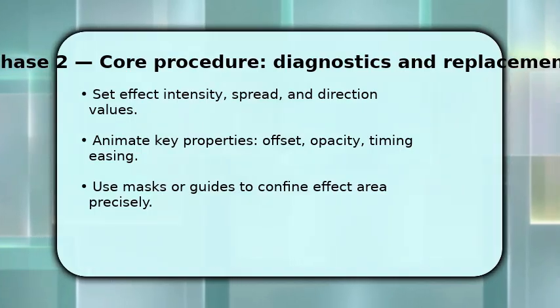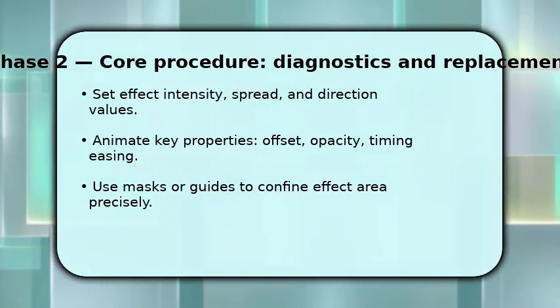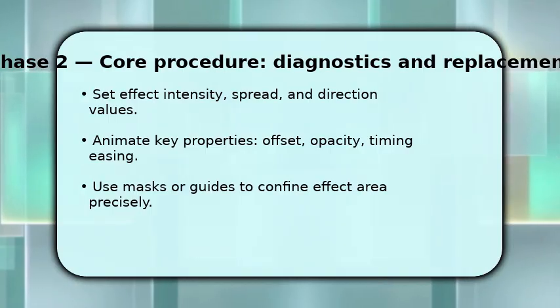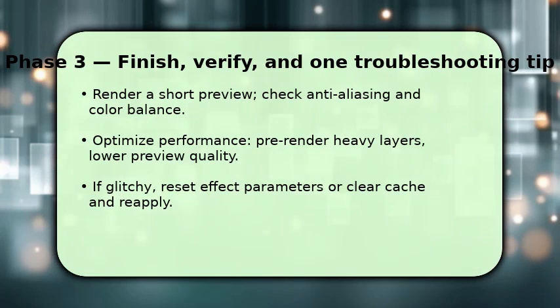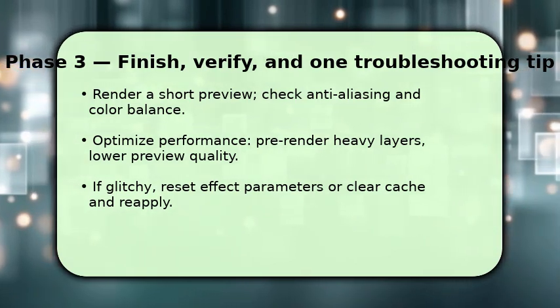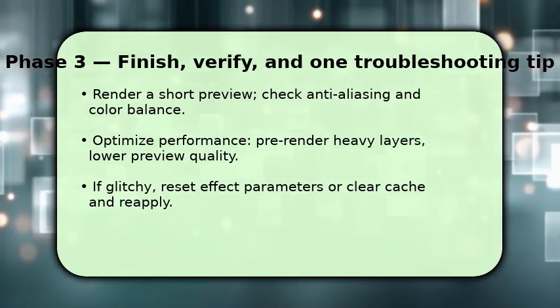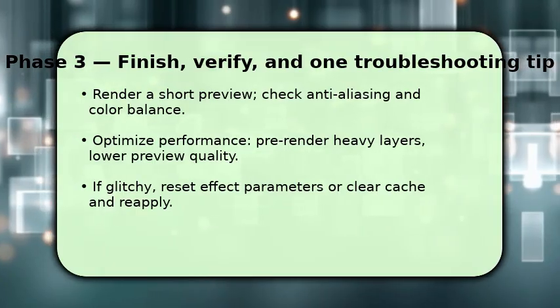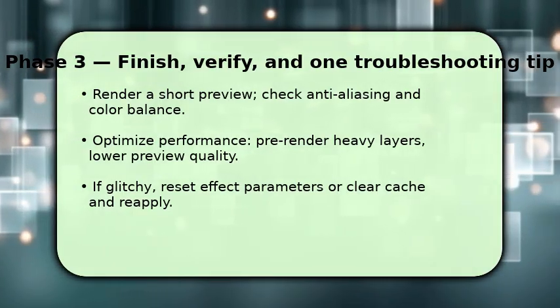Once your motion looks natural, scrub the timeline, finish by rendering a short preview at full quality, and inspect anti-aliasing, timing, and color balance. You want clean edges and readable motion. Once happy, optimize. Pre-render heavy compositions or lower preview quality during final tweaks so playback stays smooth.